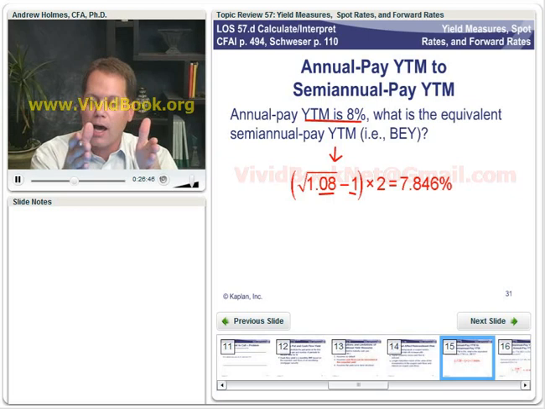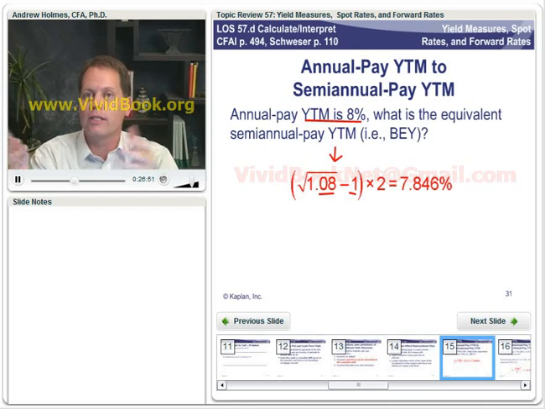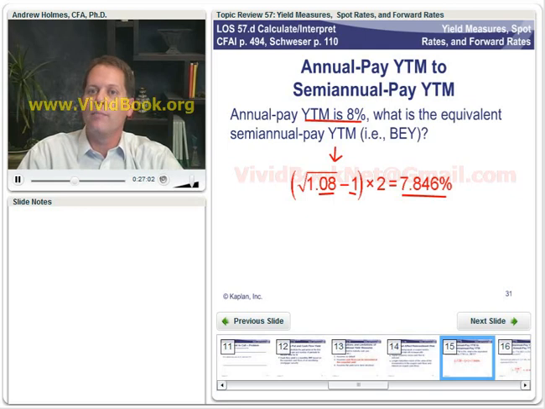Because if you have compounding, you're going to get your interest at 6 months and then earn a little bit more interest in the second period, right? So that tells us that we're going to get something a little less than 4%. So the semi-annual yield to maturity, or the BEY, would be 7.846%. Make sure you understand that earning 8% annually or earning 7.846% on a semi-annual basis, subject to a little rounding error, is exactly the same. Right? So there's no difference in what we've earned there. So that's annual pay to semi-annual.